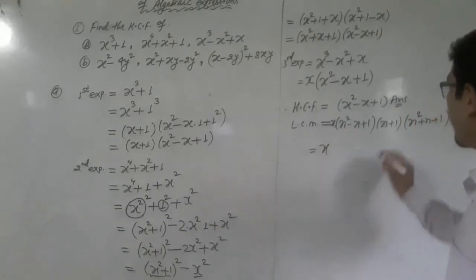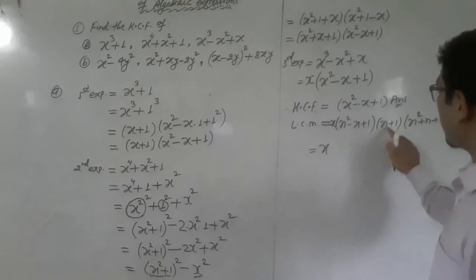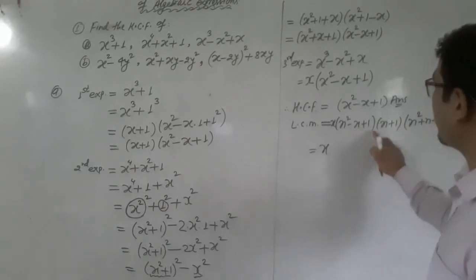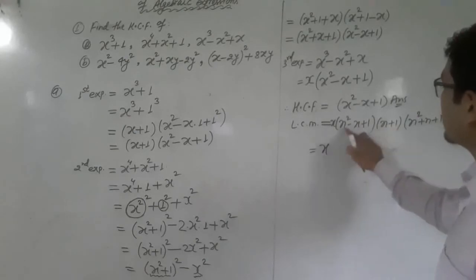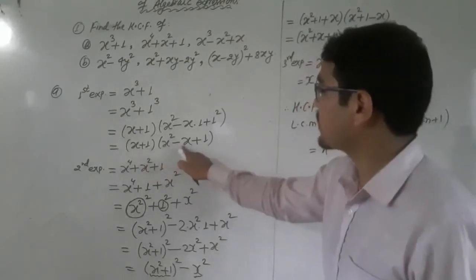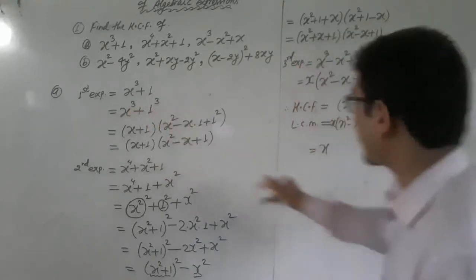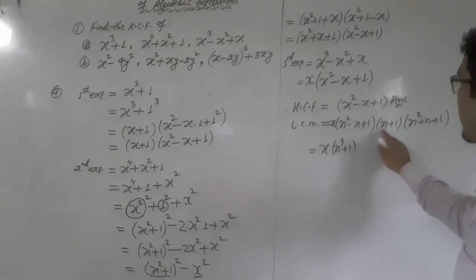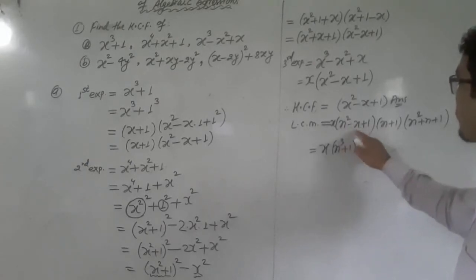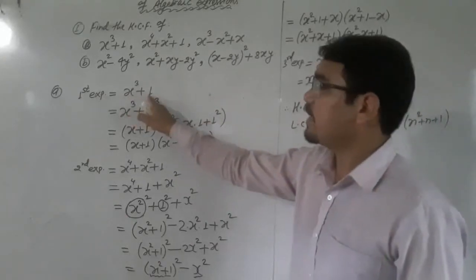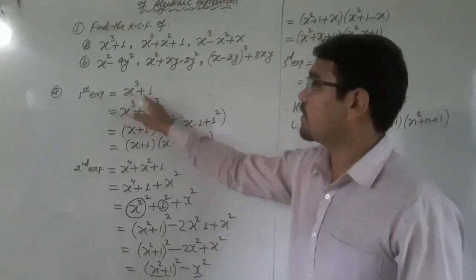And everybody, this we can write in the form of a cube plus b cube also. Everybody you know, x plus 1 into x square minus x plus 1 means what? x plus 1 into x square minus x plus 1 means x cube plus 1 we can write. Because if we multiply these two terms, then we get a cube plus b cube, that means x cube plus 1 we can write here.